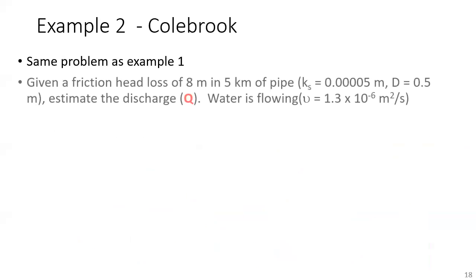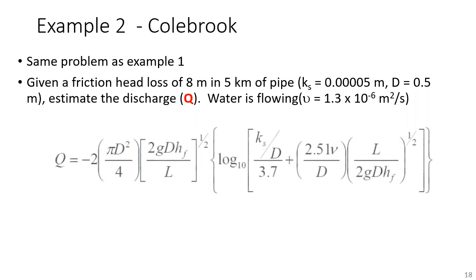So, same problem as before. We've got a pipe. And in 5 kilometers of this pipe, we have 8 meters of frictional resistance losses. It's got an absolute roughness of 0.405 meters. It's got a pipe diameter of 0.5 meters. We don't know what the discharge is, and we know water is flowing, and we know the kinematic viscosity of water.